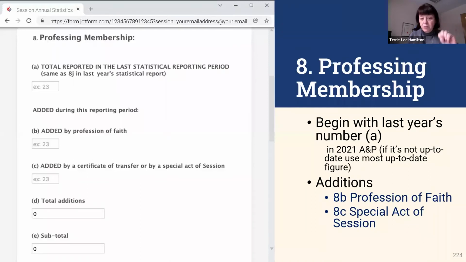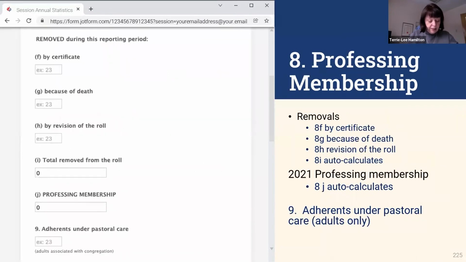So in terms of the membership, people are added either by profession or by certificate of transfer, and that's always done within the session. So those numbers should be within session records there. And then once that goes through, then the totals will be added up. On line 9, you're going to be asked for the number of adherents within your congregation. This is going to be only those adherents who are over the age of 18 because children are calculated on an earlier line.